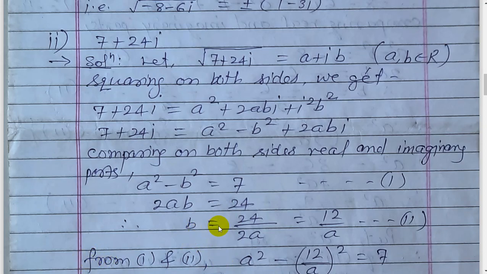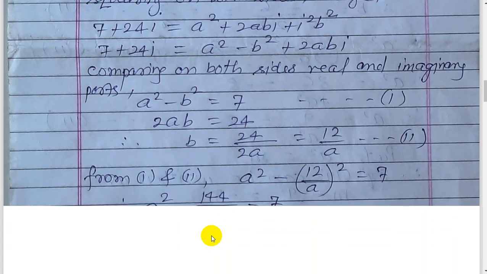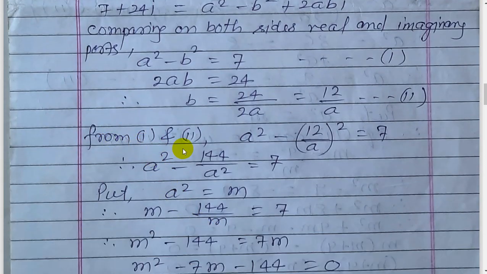Now b equal to 24 upon 2a, and in its simplest form it is 12 upon a. So b equals 12 upon a, and let it be equation second. Now using equations first and second to find the values of a and b. So substituting the value of b, 12 upon a, in equation first here.